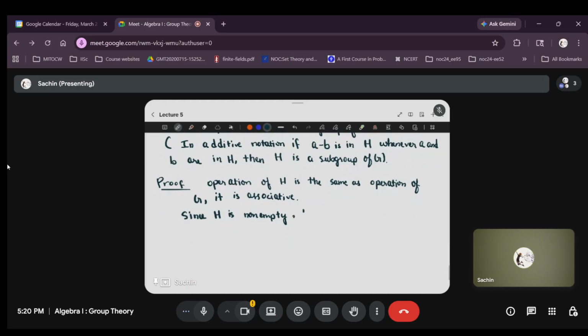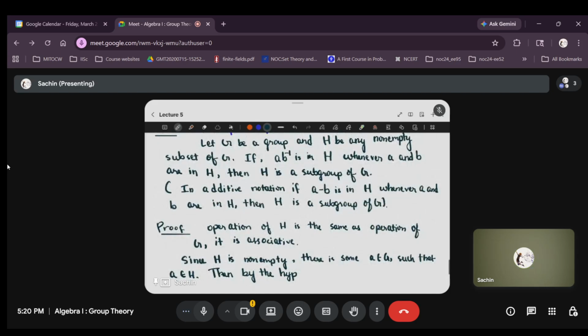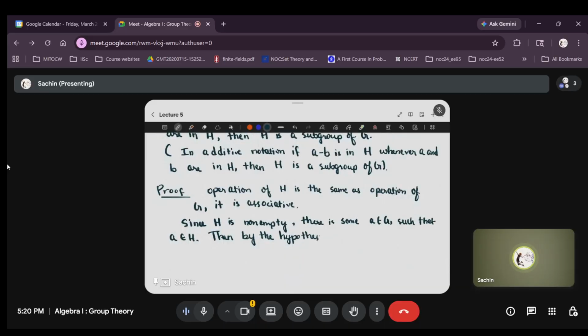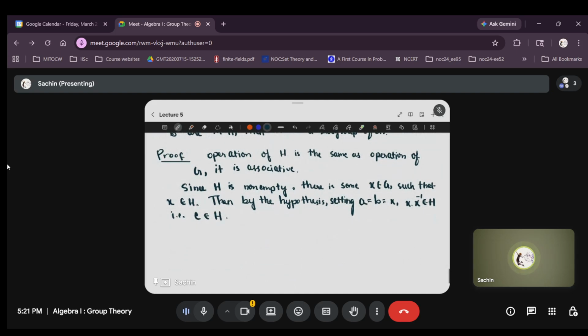There is some A in G such that A is in H. So H contains some element; we're just calling it A. Then by the hypothesis, the assumption that AB inverse is in H whenever A and B are in H, not to get confused, we'll call this X. Set A equal to B equal to X. So if we set A equal to B equal to X, we get X X inverse belongs to H. That is, E belongs to H. Okay, now we have the identity element in H.